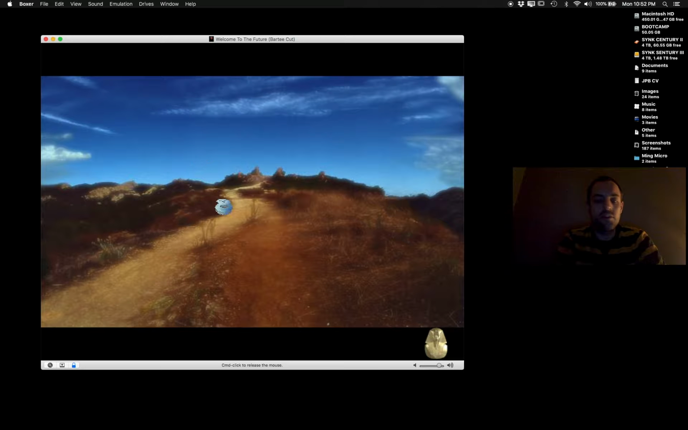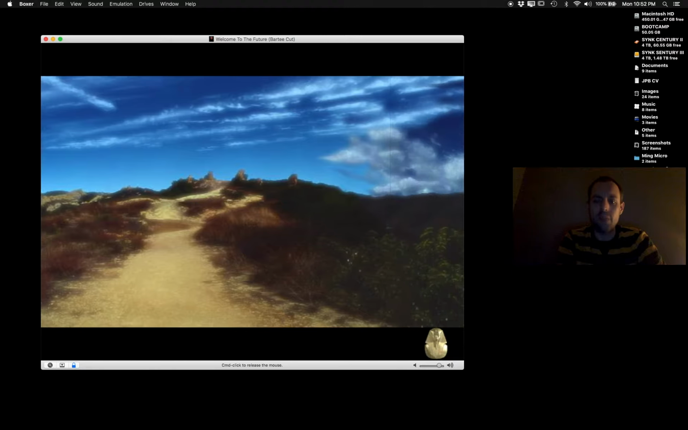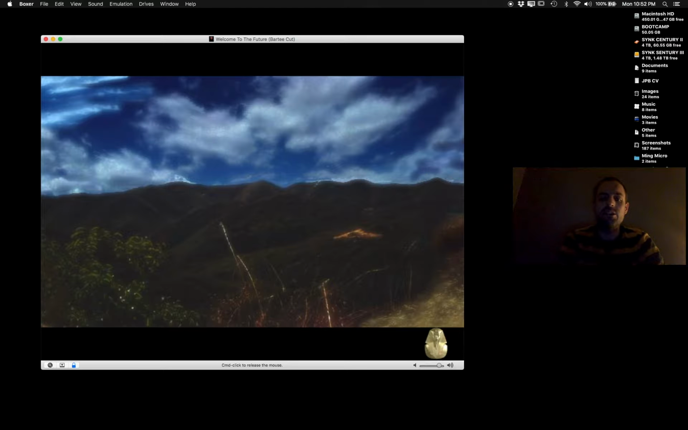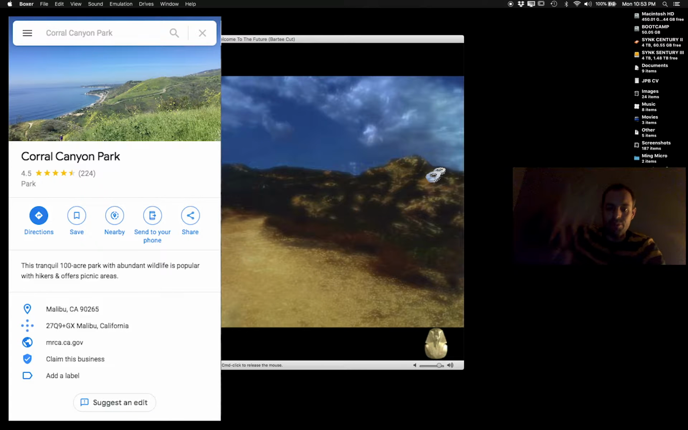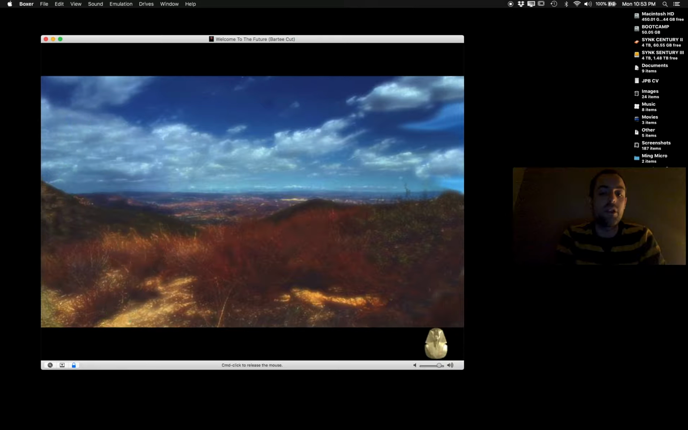So these are photographs of a trail that actually exists in Malibu. At one point, I tracked it down on Google Maps and mapped it all out. It's actually pretty true to the actual space, although they took some liberties here and there to make it a more compelling game world.